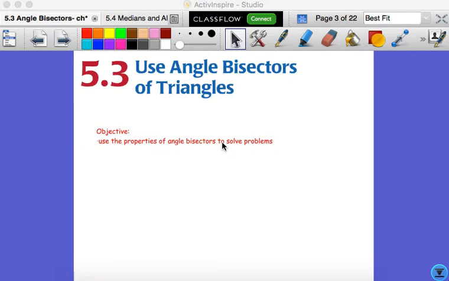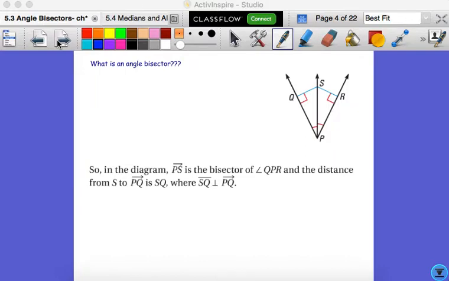Today we're going to look at the angle bisectors of a triangle. So what is an angle bisector? An angle bisector, as we already know, is something that cuts an angle in half. In this case, we can see that PS is the angle bisector of angle QPR.